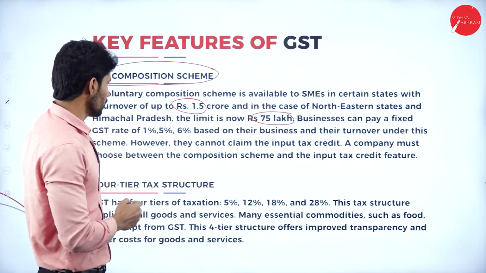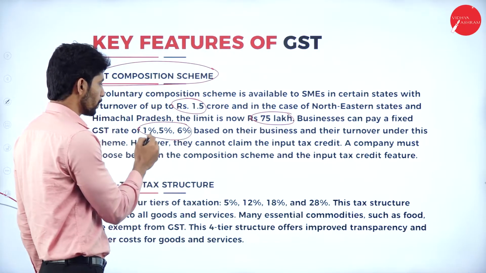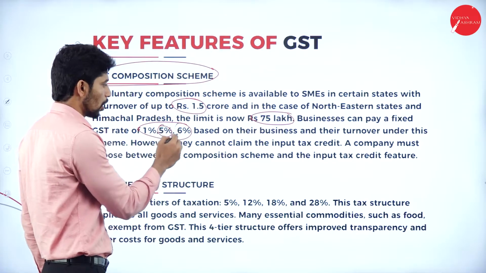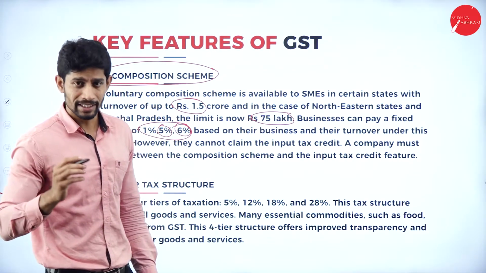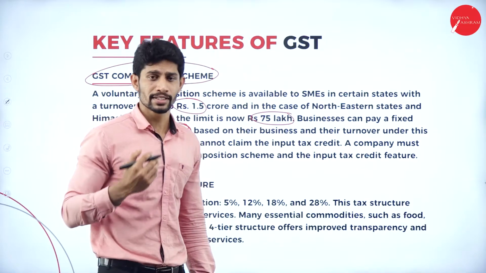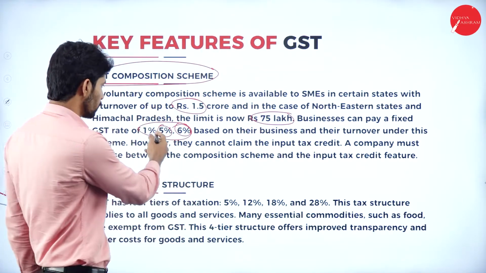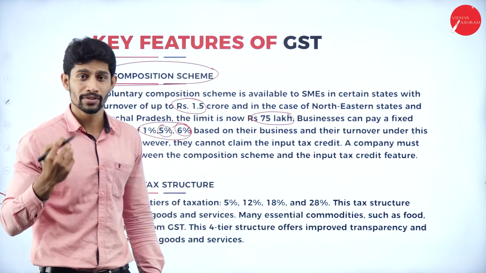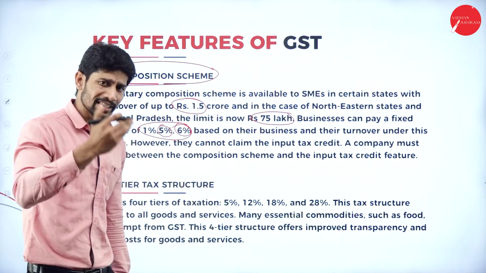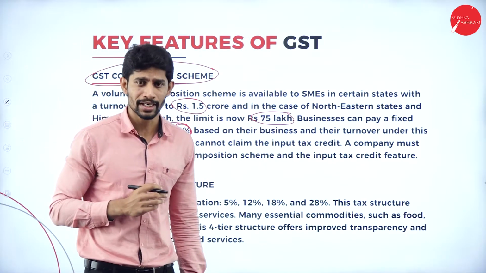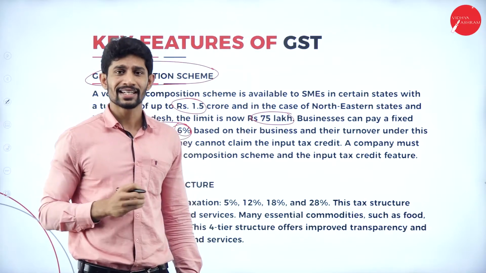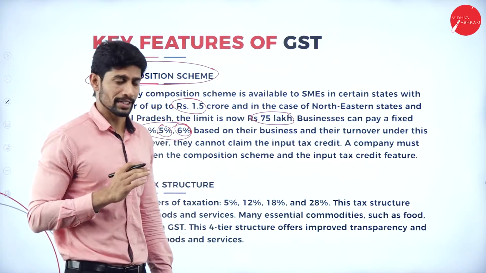Under this scheme, they will be charged 1%, 5% or 6% of GST, based on what kind of business they are doing, so that the taxpayer, the small business entity, will be paying very little tax to the government.